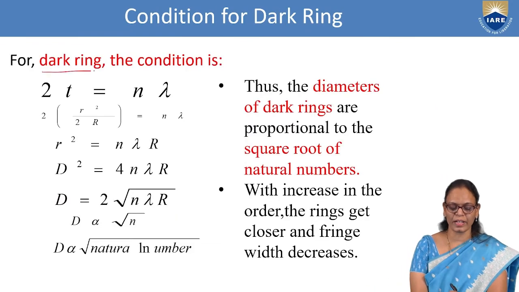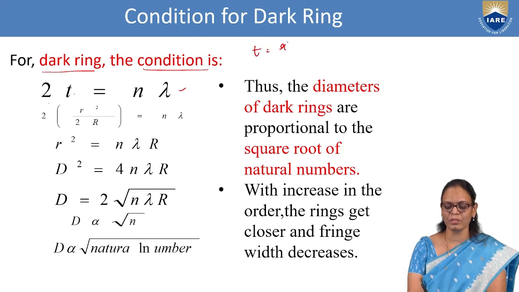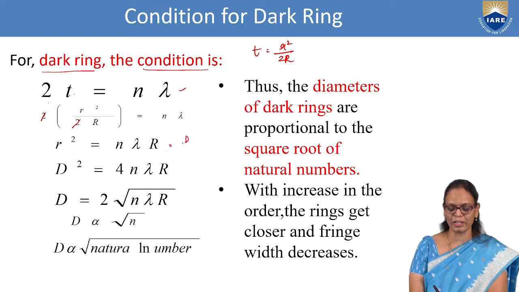Now for the dark ring, what is the condition? 2t is equal to n lambda. And we know t is equal to r square upon 2R. So we'll substitute this condition, put t is equal to r square upon 2R. So 2 and 2 will get cancelled. We have r square is equal to n lambda R. Now again in place of r, we substitute (D by 2) whole square is equal to n lambda R. So D square will be equal to what? 2 square will be 4, taking it to the other side, 4n lambda R. So D square is equal to 4n lambda R.